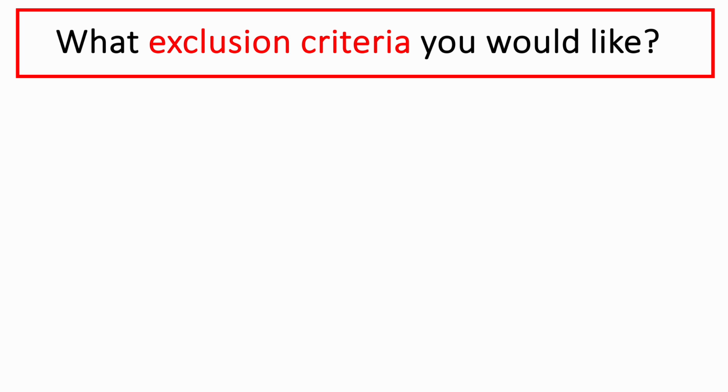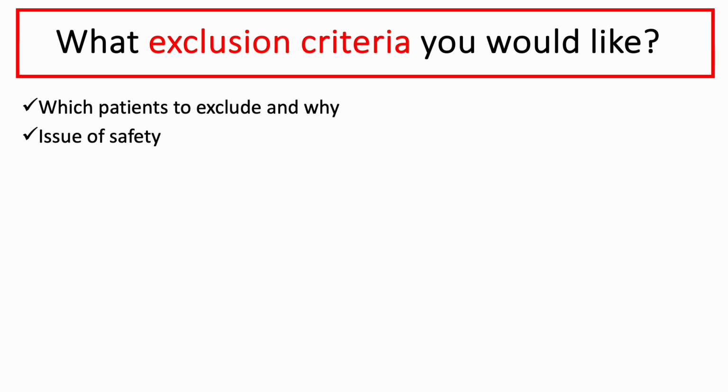And then, of course, naturally after that comes the discussion about the exclusion criteria, right? So as the audience, which patients would you like to exclude and why? Most of the time, people will talk about the issue of safety of the new medications and whether patients who might be harmed by the medication should be excluded. That's probably an important part of the exclusion criteria, right? And then talk about the external validity and generalizability.